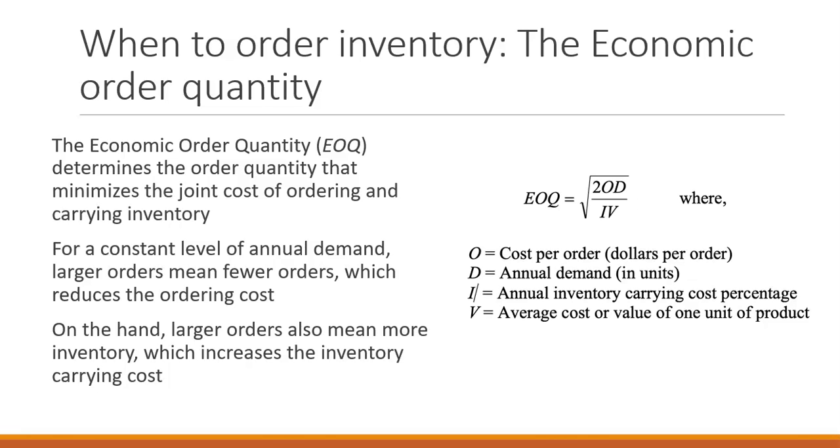So when we look at a constant level of annual demand, larger orders mean fewer orders, which reduces the ordering cost. However, larger orders also mean more inventory, which increases inventory carrying costs. So the components of this economic order quantity are how much do we pay per order?